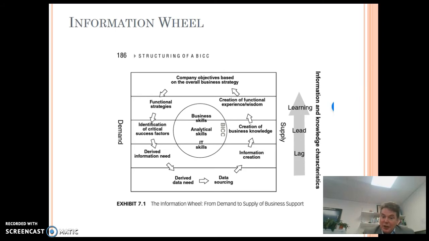And another thing to observe in this is, down at the bottom, at the data side, we're talking about lag information. This is telling us what's already happened. But, as we talk about creating business knowledge, we're creating lead information. So we're actually using it to predict. But the highest value stuff is learning. So by using the data to create wisdom as to what has happened, what works, what's going on in the organization, we're creating a lot of value.